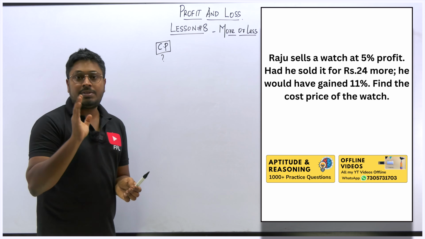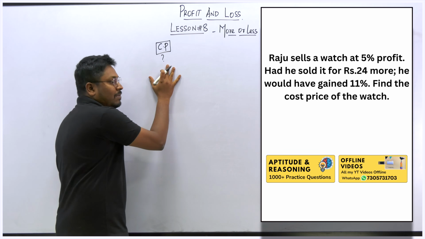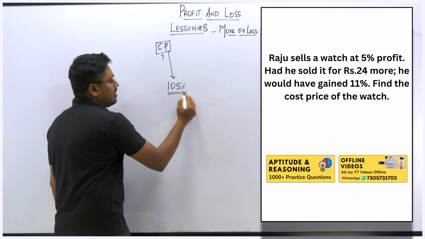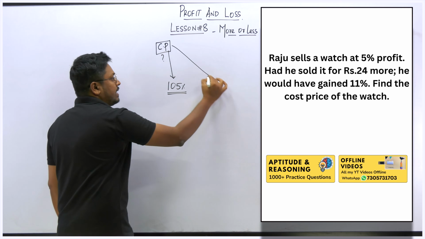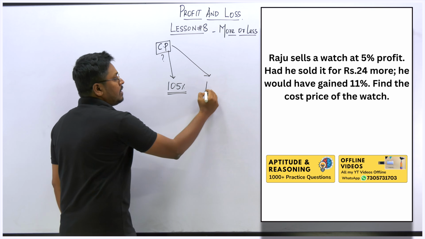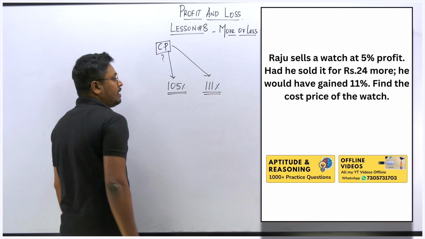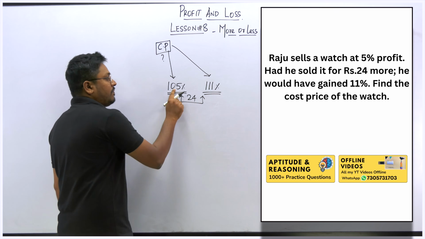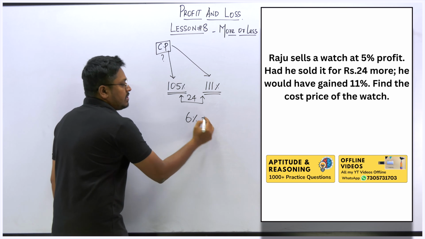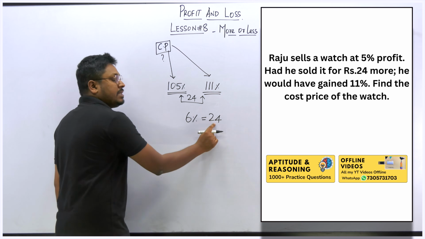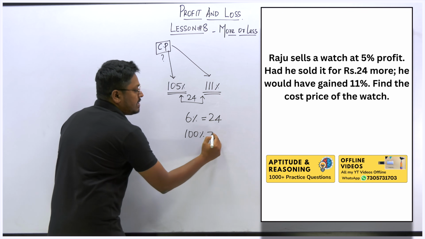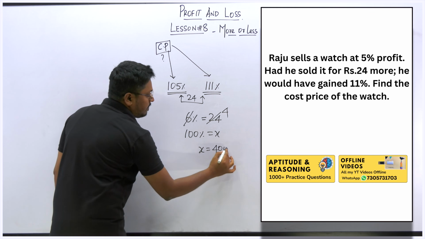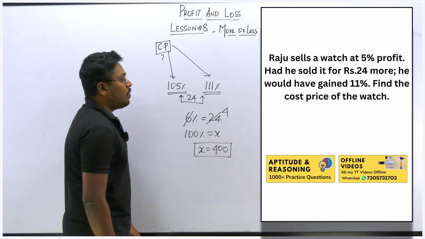So first he is selling the watch with the profit of 5%. Our target is to find the cost price. So first he is selling the watch with a 5% profit, then the selling price will be 105%. Similarly, if he sells the watch with 11% gain, then the selling price is 111%, and he could have got 24 rupees more. So the difference of the price is how much? 24. So 5 and 11 is a 6% difference. So that 6% difference is 24. So 100% is equal to X. Cross multiply it, 6 4s are 24, then X equals 400. So the cost price of the watch is 400.